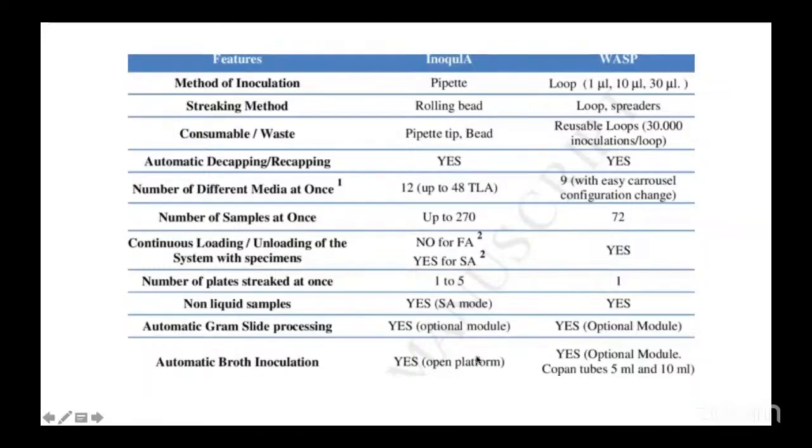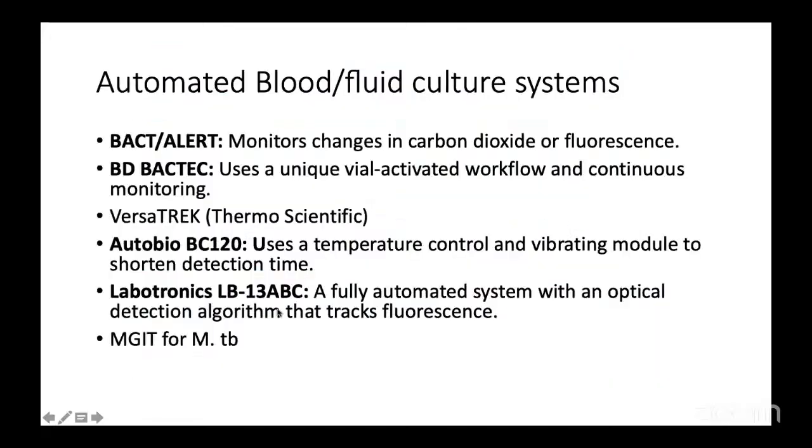For InoqulA, which is an open platform, you can use any tubes, whereas for WASP, it has its own tubes which are called the Copan tubes, 5 and 10. Again, it's an optional mode, but for certain samples like CSF, pleural fluid, you may want to inoculate a broth culture and it works very well for that. Then there are blood and fluid culture systems, which not only take blood, but also take sterile fluids like CSF, pleural fluid, or any other body fluid which you consider as sterile.